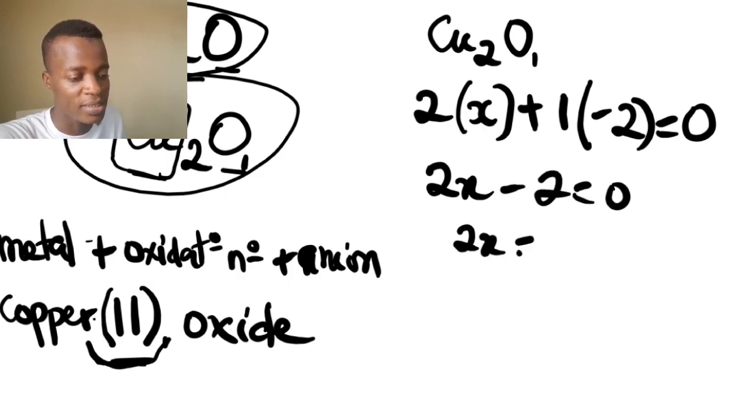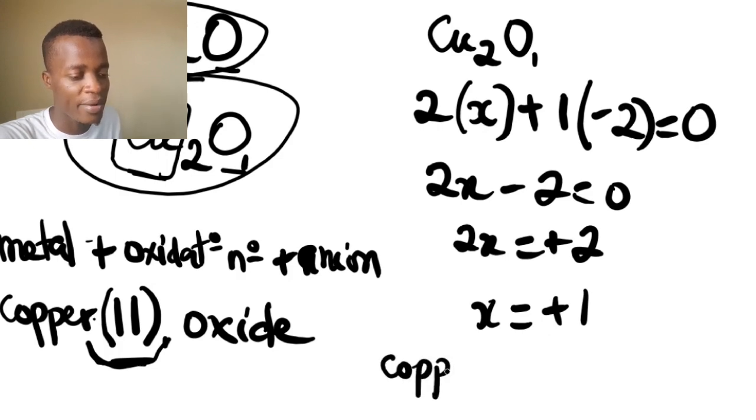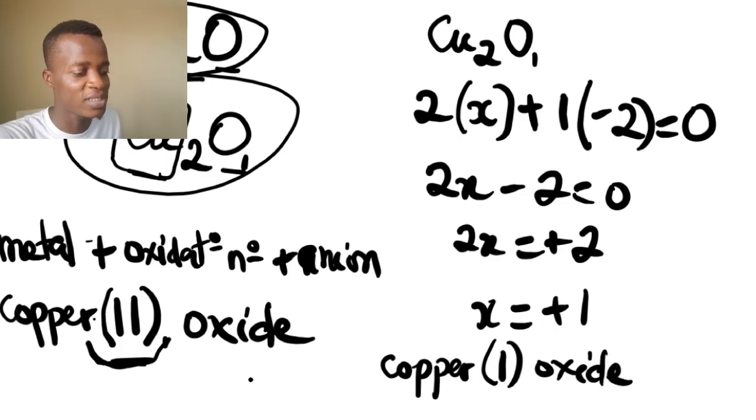So you have 2x minus 2 equal to 0. So 2x is equal to positive 2, because the 2 will go to the other side. Divide 2 by 2, you have x is equal to plus 1. At the end of the day, the oxidation number is plus 1. So we have copper(I) oxide. So you see copper alone having different oxidation states in different substances. This is the behavior of metal type 2 substances.